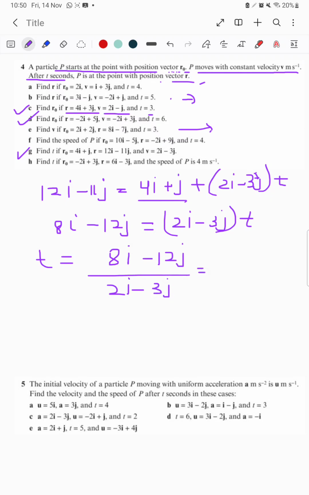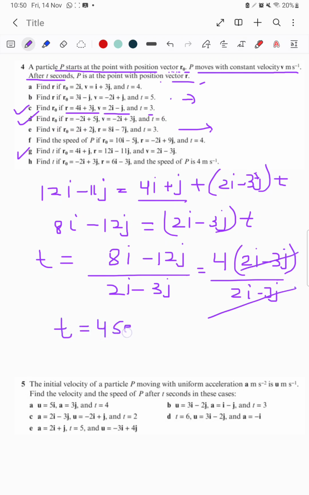If you see the numerator, I can take 4 common. So it is 2i minus 3j divided by 2i minus 3j. It will always happen like this. So these vectors cancel, and we get t is equal to 4 seconds. Same way we can do the other question also.